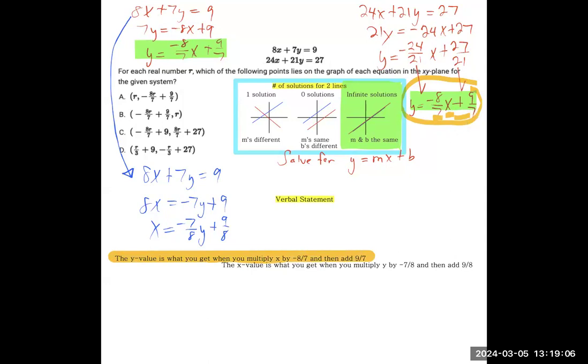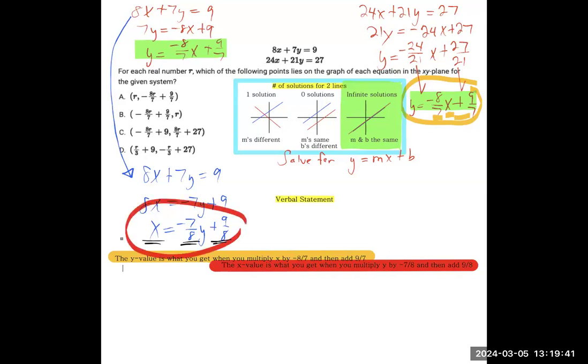And we're going to do the same thing for the other expression, where we're going to say the x value is what you get when you multiply y by negative 7 over 8, and then add 9 over 8 to that. So that does match right here. It says the x value is what you get when you multiply y by negative 7 over 8, and then add 9 over 8 to that. So we've got both of our verbal statements.